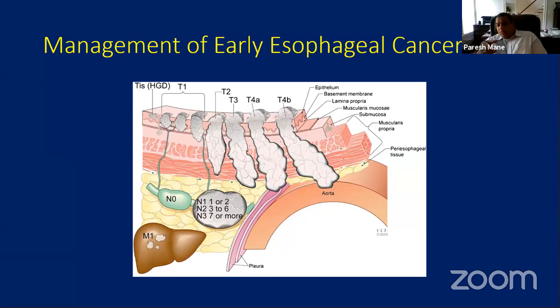Again, going back to the earlier diagram, T1A would be involvement of the epithelium basement membrane. T1B would be involvement of lamina propria and the muscularis mucosae. T1A would be involvement of the epithelium basement membrane, and T1B would be lamina muscularis mucosae. And once it goes into the submucosa, it becomes T2.